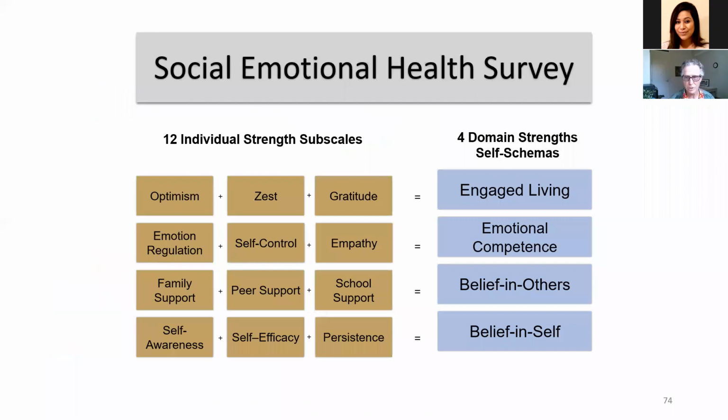I won't go into this in great depth, but this is the core measure that we've developed, the Social Emotional Health Survey. I'm sharing this with you now just so you can get a sense of some of the positive psychological mindsets that are included in this measure, such as gratitude, zest, optimism, self-control, emotional regulation, as John just mentioned. So this is a measure that we've been developing and have been using in our studies.